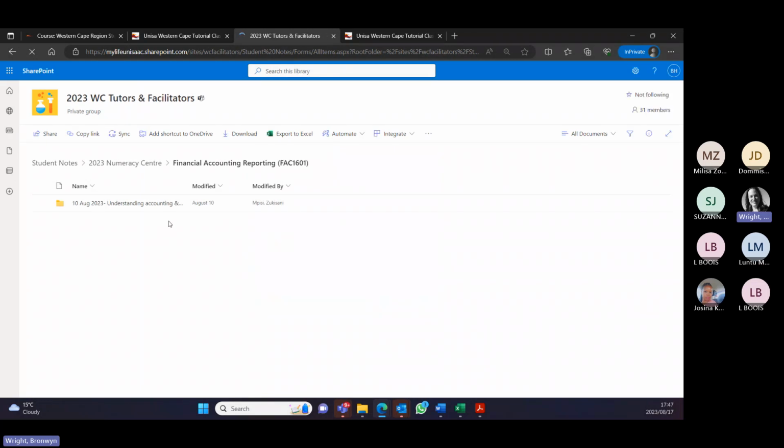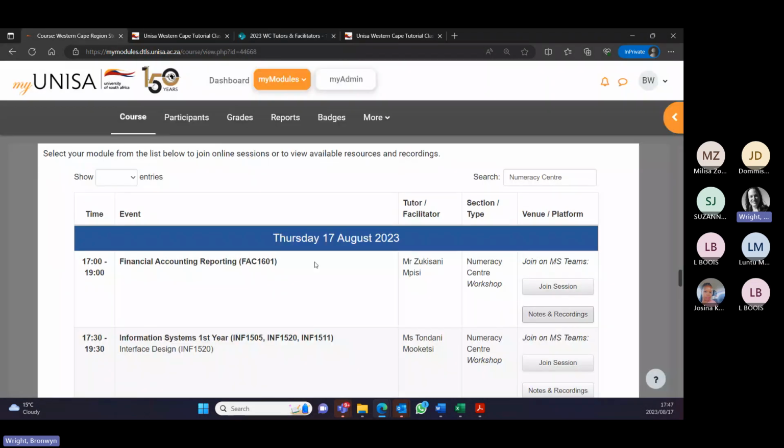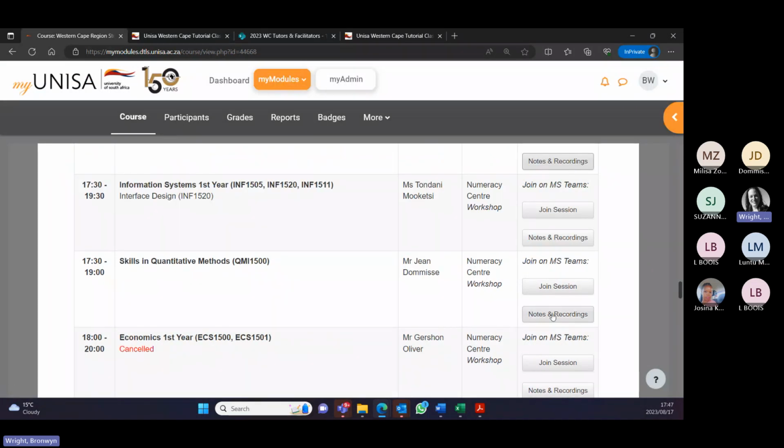Okay, so you can see these are the notes for FAC 1601. Sorry, I'm using this one, but it's just an example. And if you click on the folder for the 10th, there you can see all the documentation that was discussed in that class. So once Jean saves or uploads any notes, they will appear in the notes folder for your module as well. Okay, so that is where you can get it for QMI.